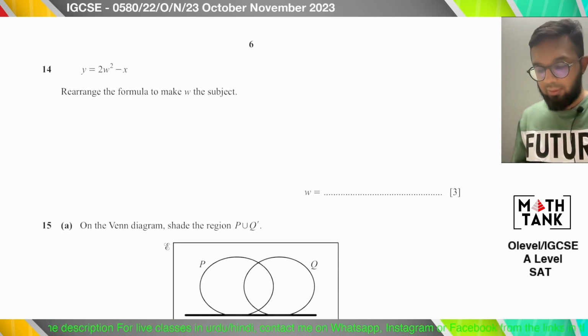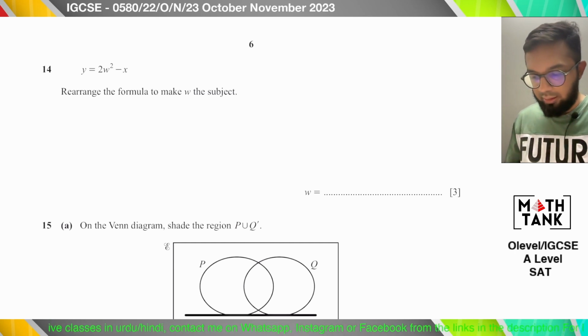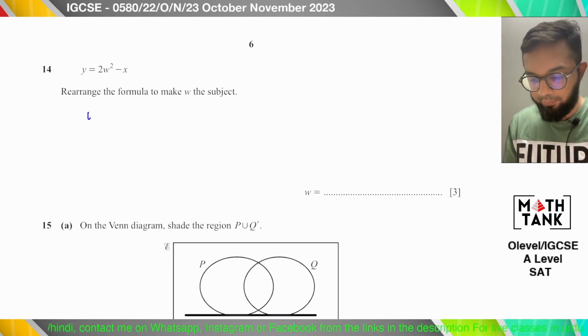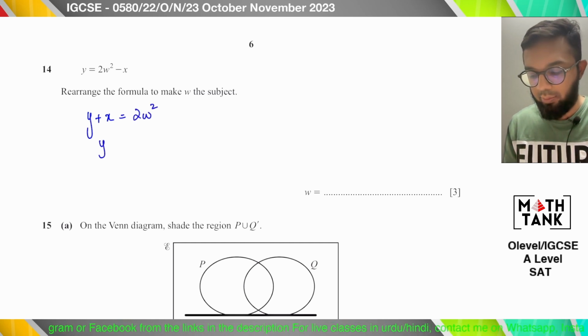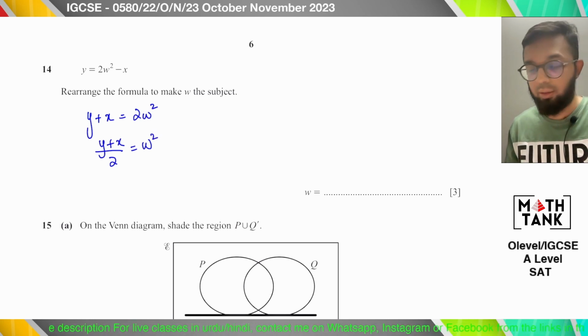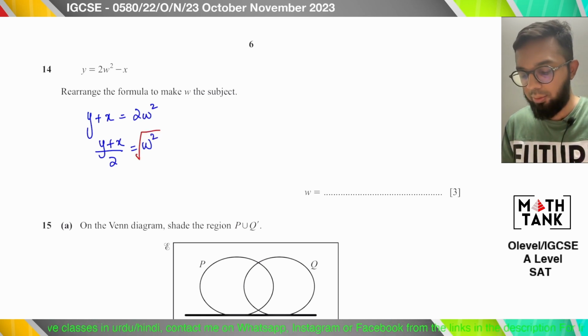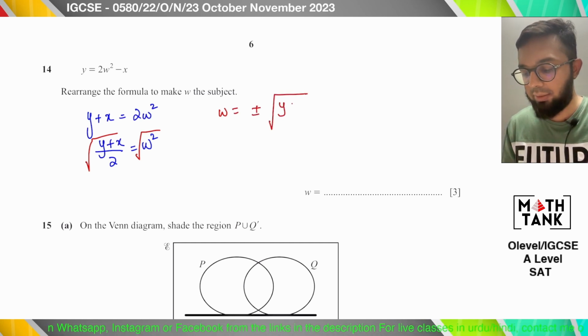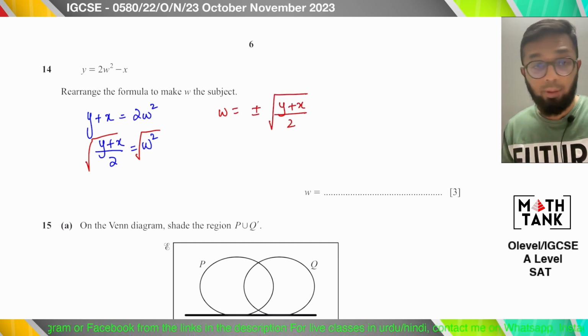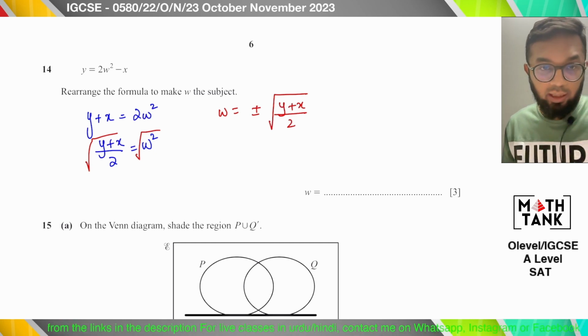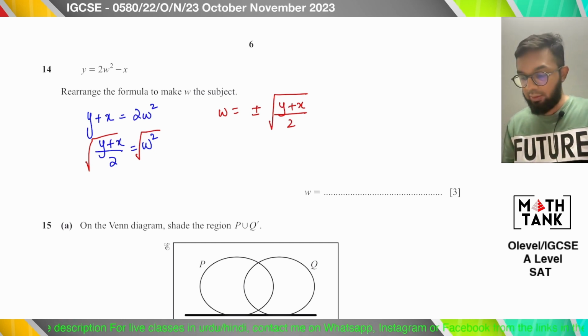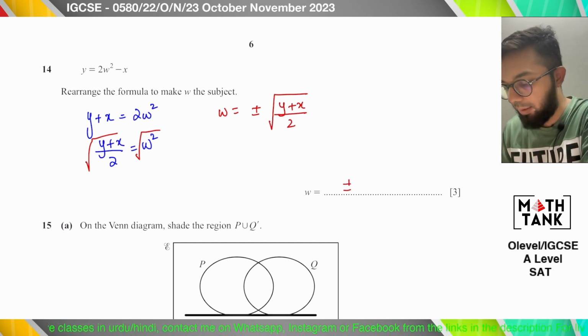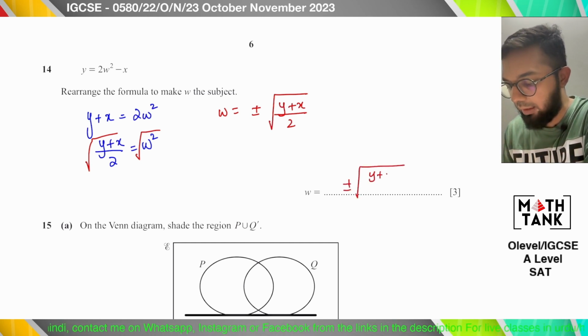Question number 14, it says rearrange the formula to make W the subject. So what is W? The subject. So I'm going to first move around x, then y plus x divided by 2 is W square. How do you remove a square? You put a root on both sides, but when you put a root on both sides, remember that you always generate a plus or a minus. Both possibilities exist. So you have to make sure that you write your answer in such a way that it is complete: plus minus root of W plus X divided by 2.